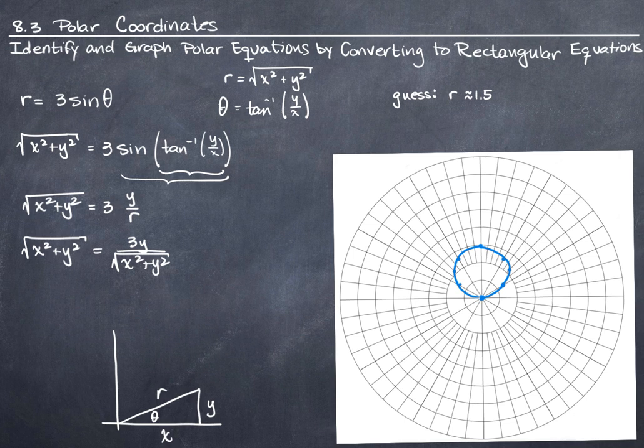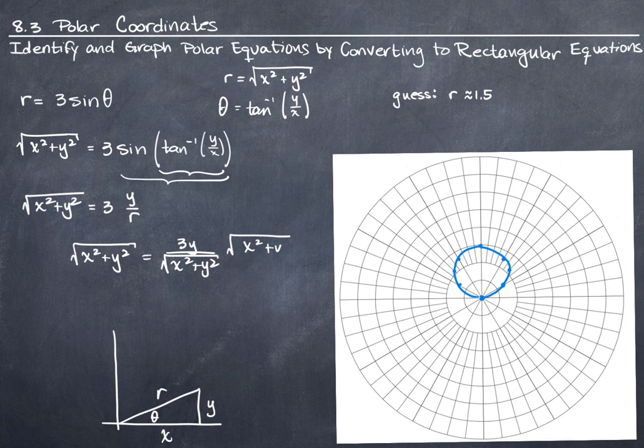I'm going to multiply both sides. Let's see, can I move this all over? I'm going to multiply both sides by the square root of x squared plus y squared. And on the right-hand side, that cancels. On the left-hand side, I have the square root of x squared plus y squared times itself. So I'm squaring a square root, which means I have just x squared plus y squared. And on the right-hand side, all that's left is 3y.